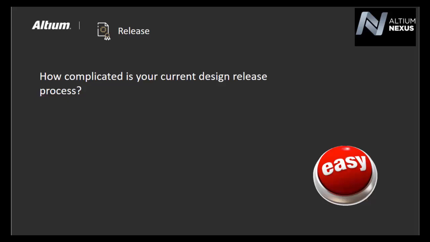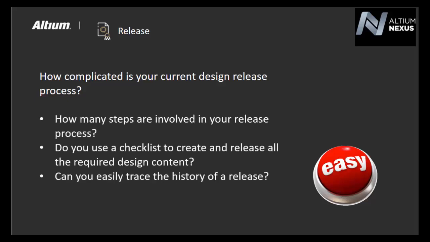Every engineer's goal is to get a working prototype, but releasing the content required to get to a physical product is not that easy. There are normally a series of manual checks and balances that must be done, only further delaying the creation process. How complicated is your current design release process? How many steps are involved in your release process? Do you use a checklist to create and release all the required design content? Can you easily trace the history of a release?